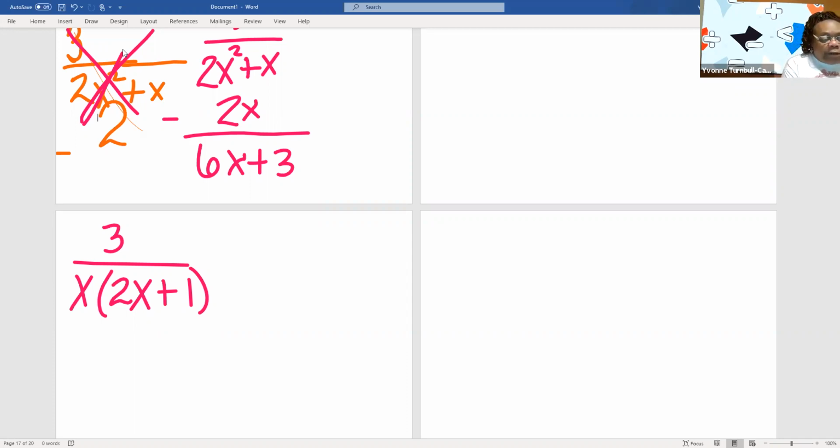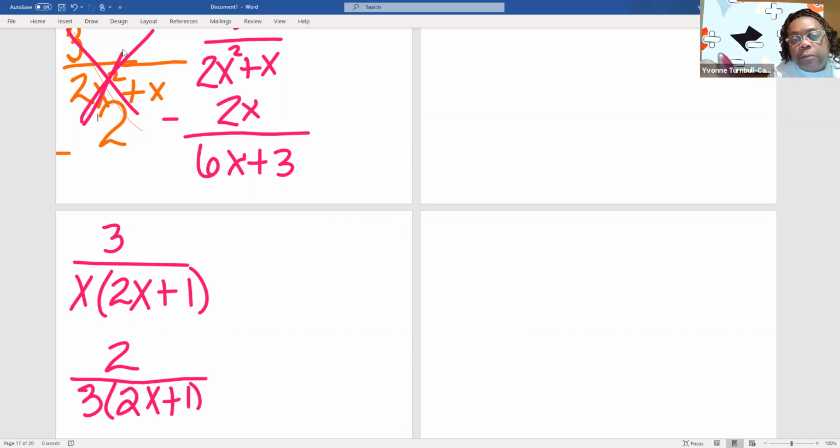Now the next denominator is 6x plus 3. I'm going to pull out a 3, giving me 2x plus 1. So factor. That's always the key. I factored.